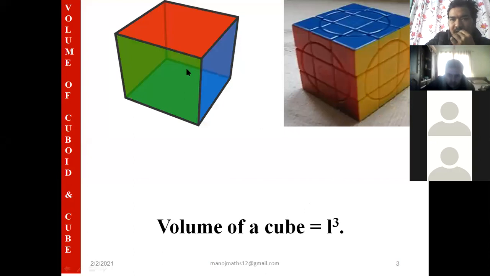And what is this? Cube. In cube also the same number of faces will be there, same number of edges, and same number of vertices. And its formula is what? Volume of the cube is L cube. Are you listening to my sound clearly still? Yes, sir. Okay.